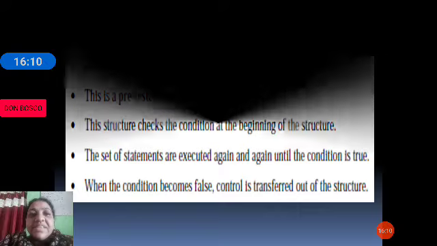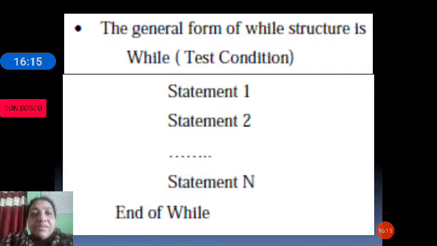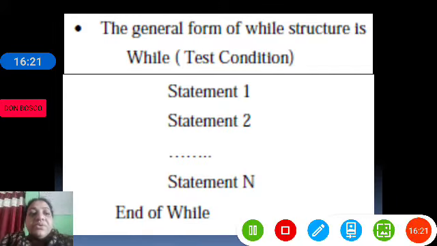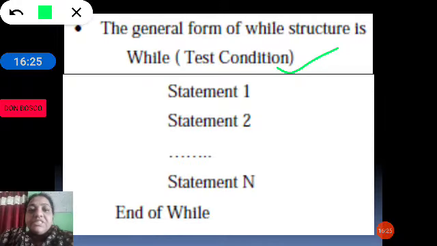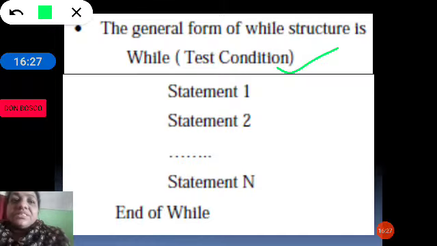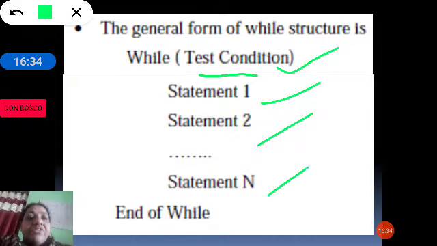Let's have a syntax check and also the example. Let's first see the general form of while. As I told you, it is called a pre-tested condition loop. Pre-tested means first the condition is given. If the condition is true, the statements are executed. If the condition is false, the statements are never executed.